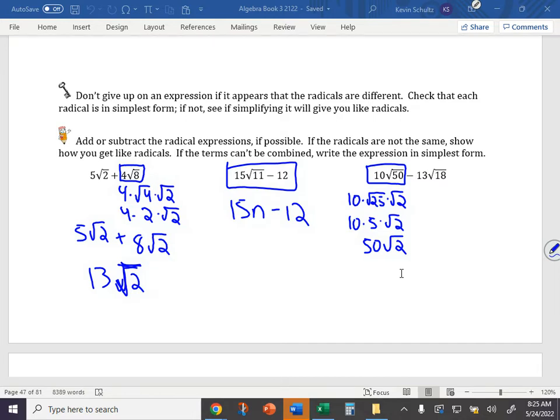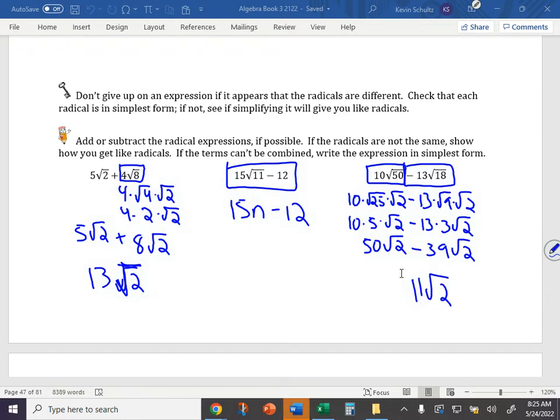Then for the next one, you simplify 18, maybe 9 and 2. And then you simplify the 9 to be a 3 over 2, and then multiply that by negative 13, which is negative 39 minus 50. Which equals like 11 or 12 or something. Okay, chill.